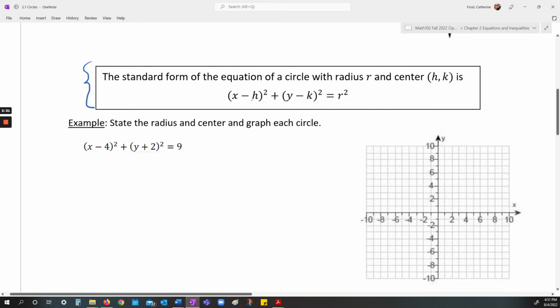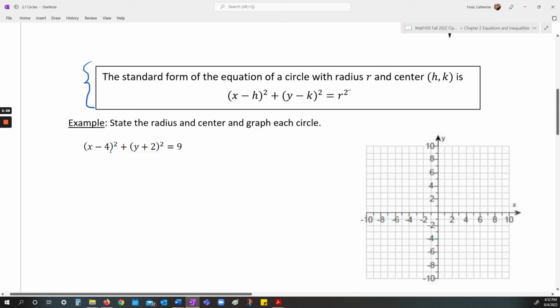So to write out the standard form for the equation of a circle, you need to know the center and you need the radius. So the center, it's x minus the x coordinate, h, and then y minus the y coordinate, k, and then equals the radius squared. So let's practice this just a little bit. State the radius and center and graph the circle.